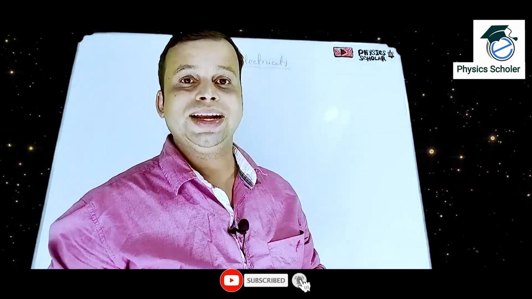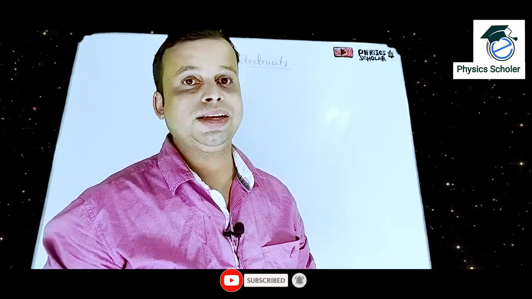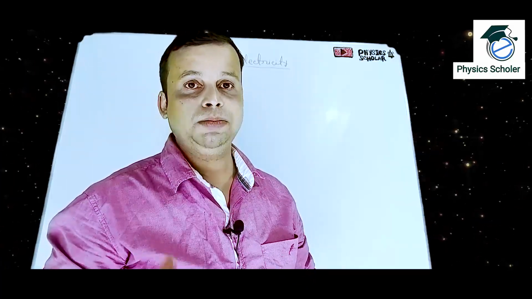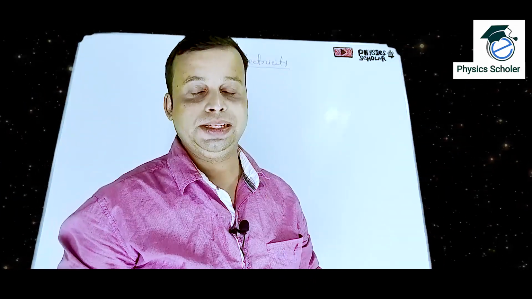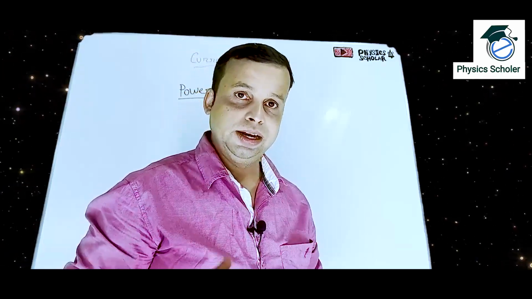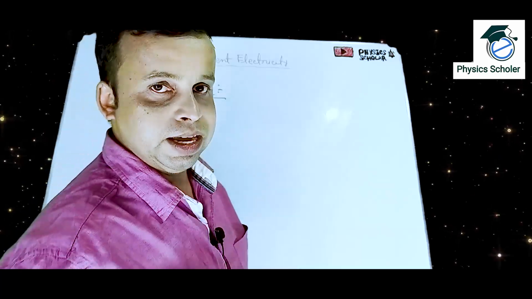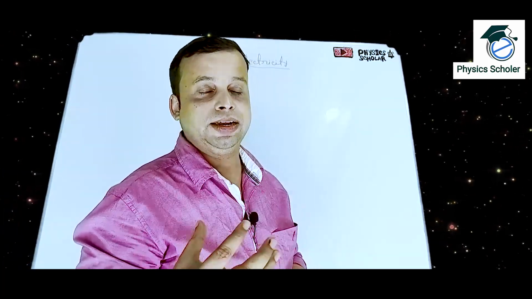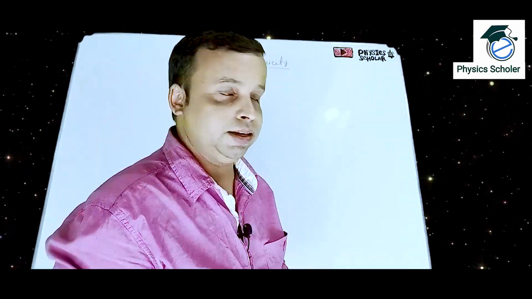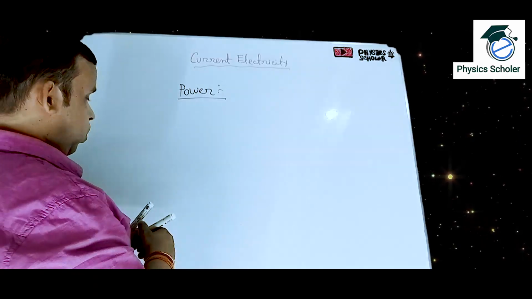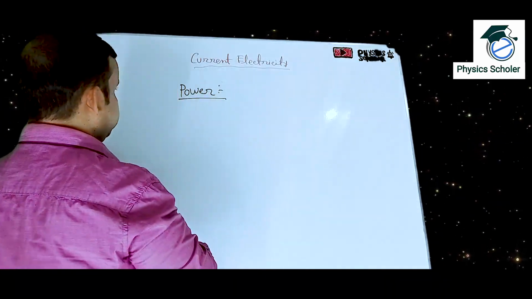In the general definition, the rate of doing work is known as power. So if the work done is W and time is T, then power will be W by T. In the case of an electrical circuit, it will consume electrical energy, the electrical appliances connected in the electrical circuit. So what is the power of an electrical circuit?